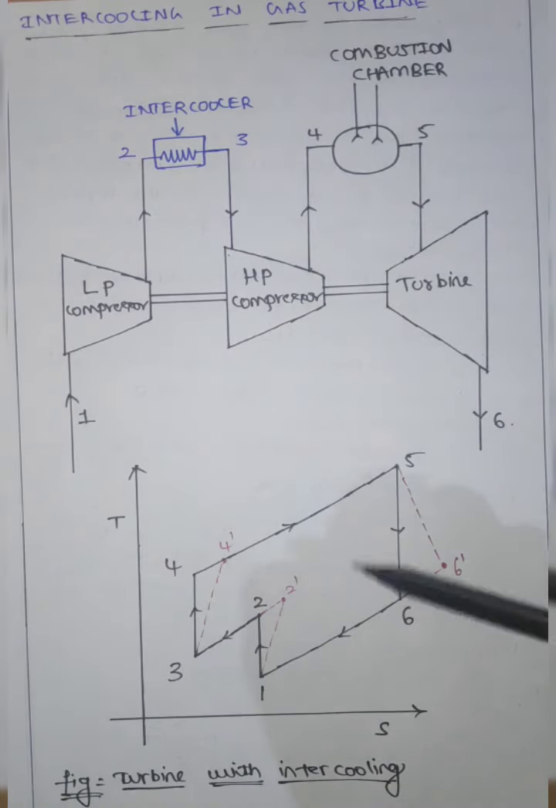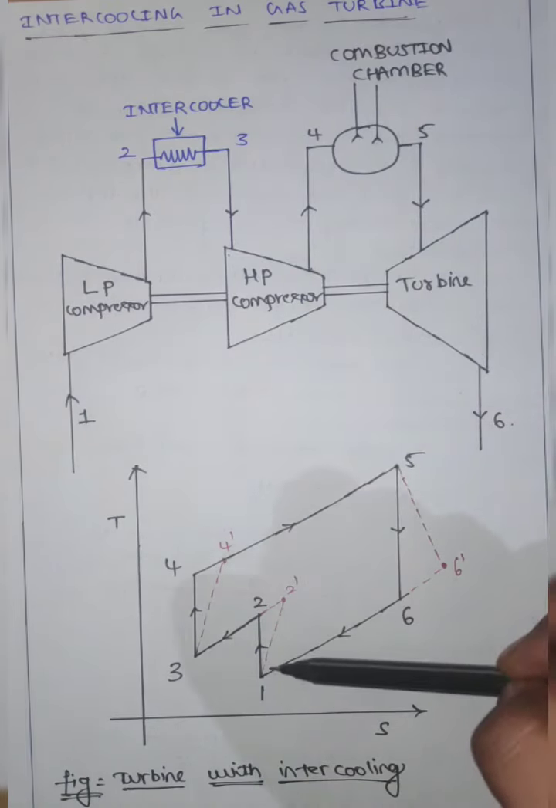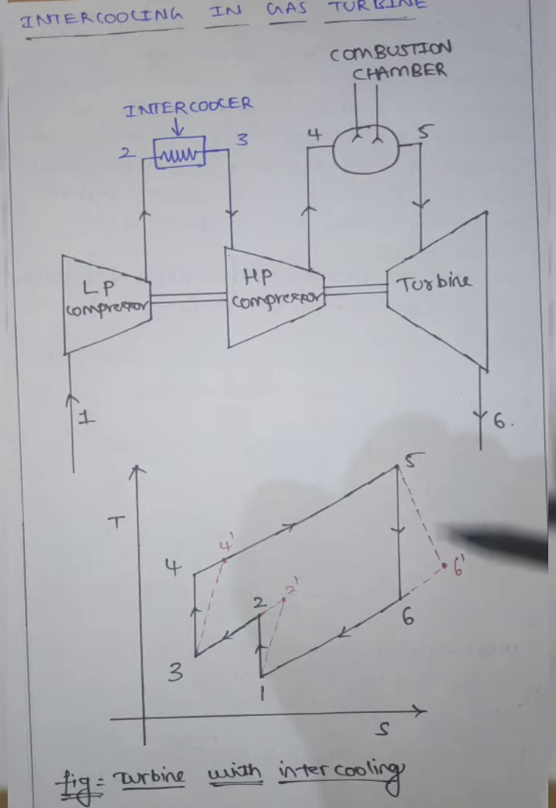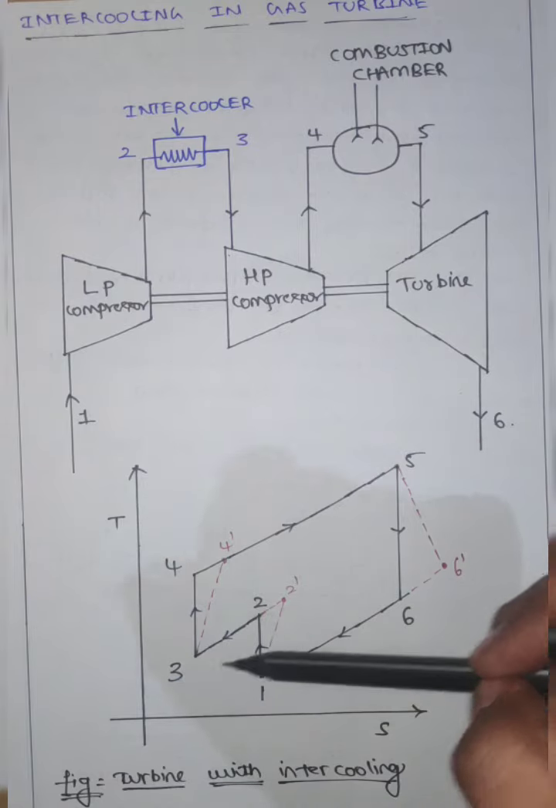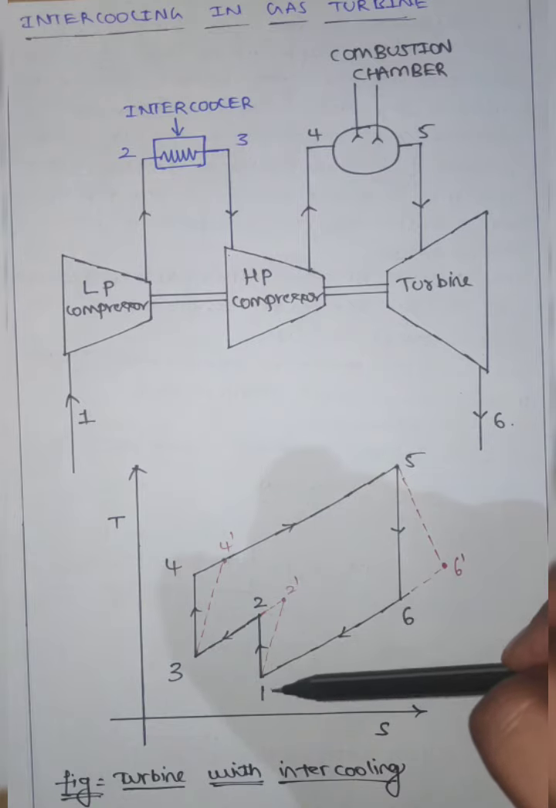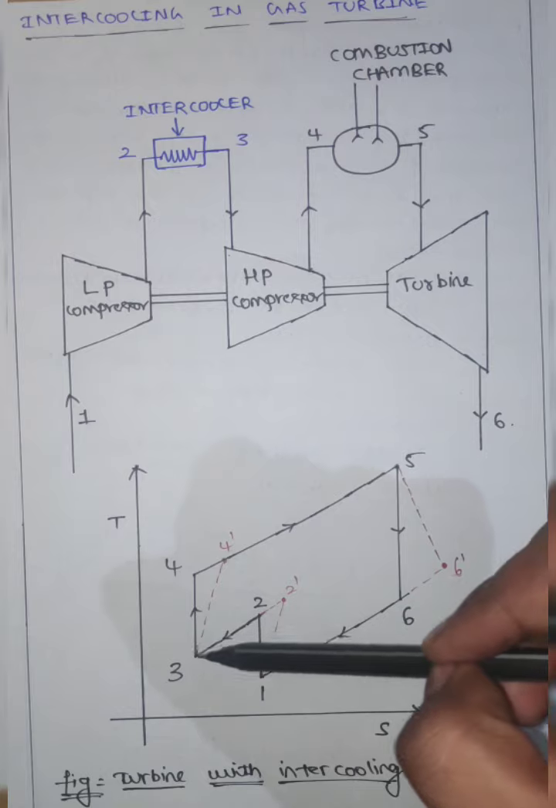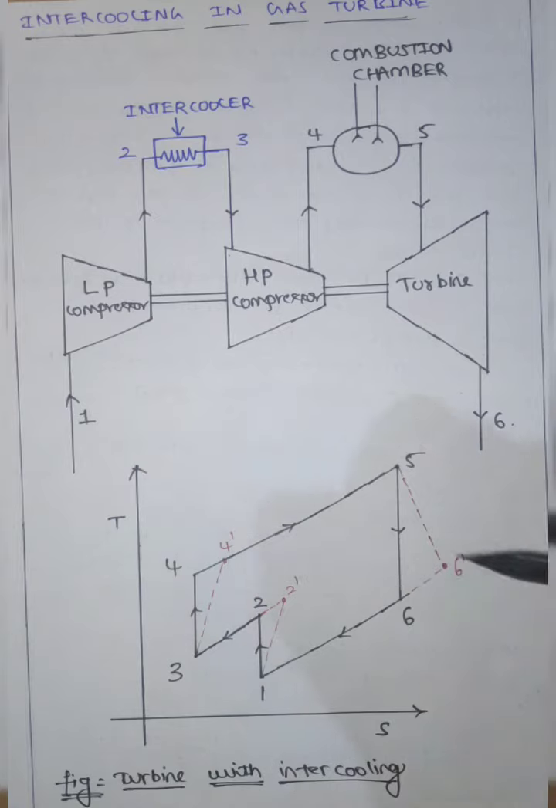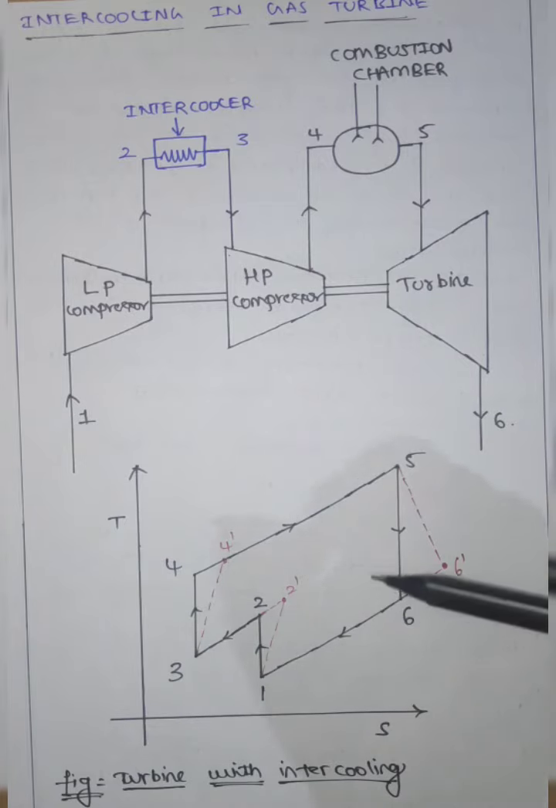So this is the TS diagram which represents the same thing. You know that 1 to 2, 2 to 3, 3 to 4, 4 to 5, 5 to 6 and 6 to 1 are all ideal in nature. If the efficiency of the low pressure compressor is considered, then it is 1 to 2 dash, not 2. If the efficiency of the high pressure compressor is considered, then it is not 4, it will meet up to 4 dash. If the efficiency of the turbine is considered, then it will meet up to 6 dash, not 6, which is ideal in nature.